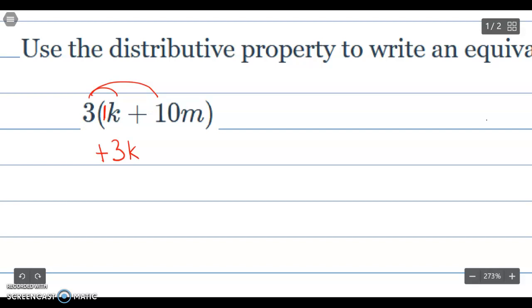Just like the parentheses, it's an understood one if there's no number there. Now we're going to do 3 times 10, but positive times a positive is a positive, and 3 times 10 is 30. So you end up with 3k plus 30m. And like I said, you don't have to write that positive when it's in front of a number, like the first term in an expression.